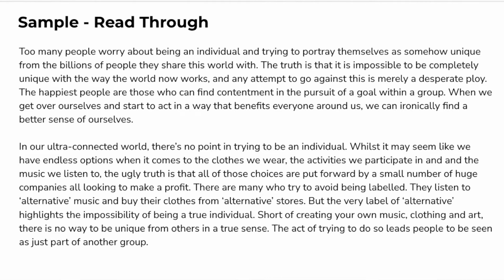There are many who try to avoid being labelled. They listen to alternative music and buy their clothes from alternative stores. But the very label of alternative highlights the impossibility of being a true individual. Short of creating your own music, clothing and art, there is no way to be unique from others in a true sense. The act of trying to do so leads people to be seen as just part of another group.